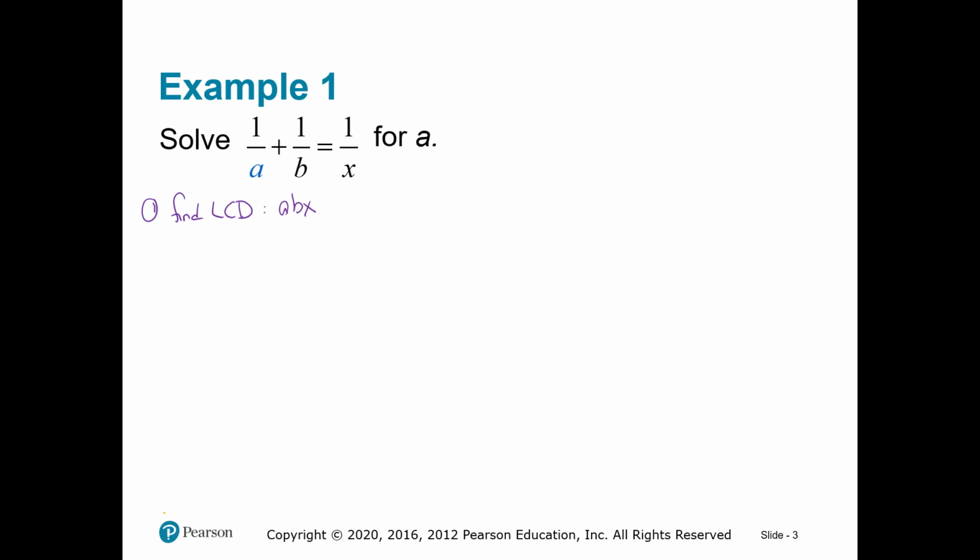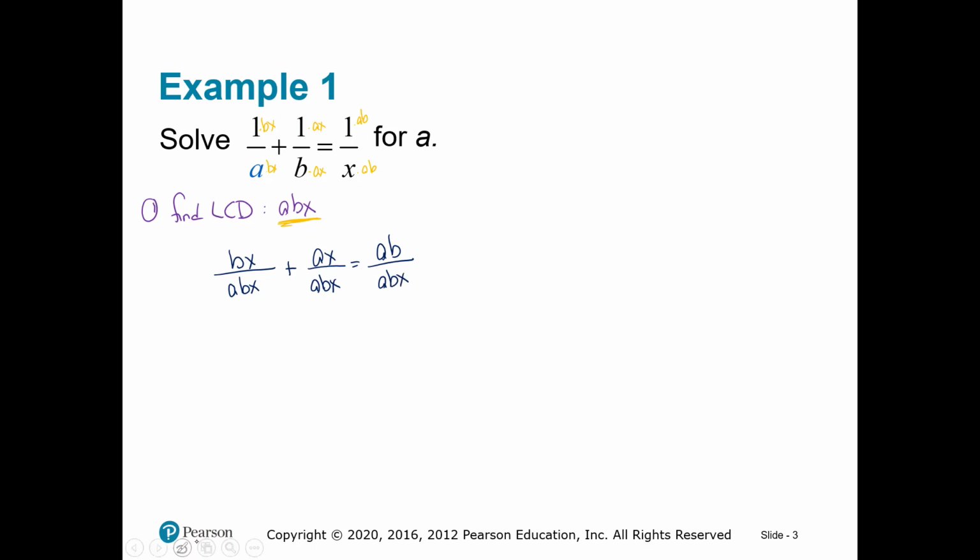Now, after we do that, remember, we need all these denominators to look like the common denominator. So denominator number 1 has an A, but it also needs to be an X, doesn't it? So top and bottom. Denominator 2 has the B, so it just needs the A and the X. And denominator 3 has the X, so it just needs the A and the B. Okay? And when we do this, we end up with the equation that looks like bx over abx plus ax over abx equaling ab over abx.